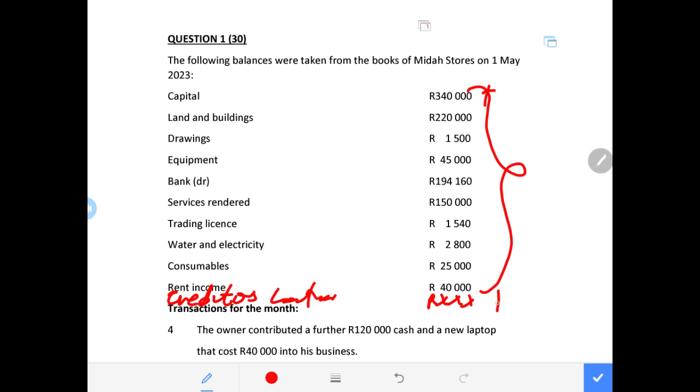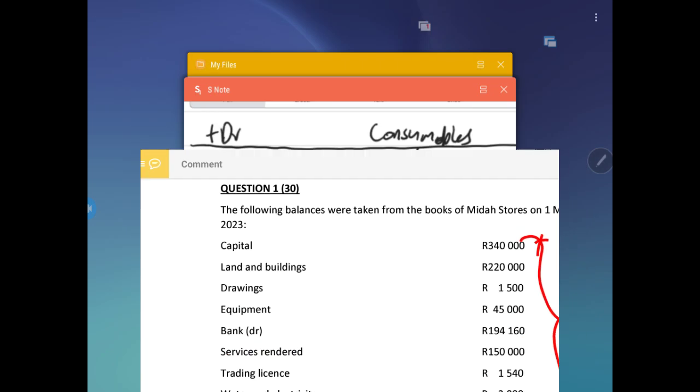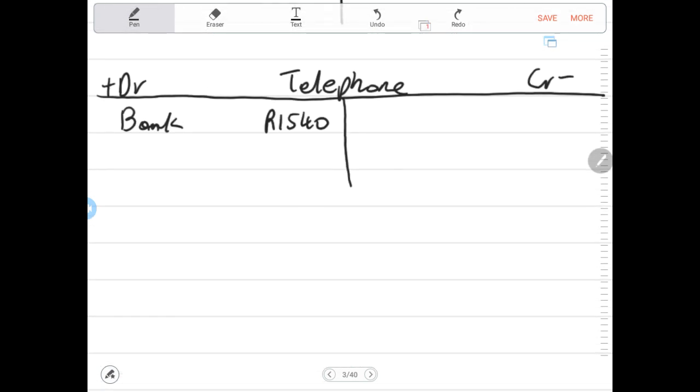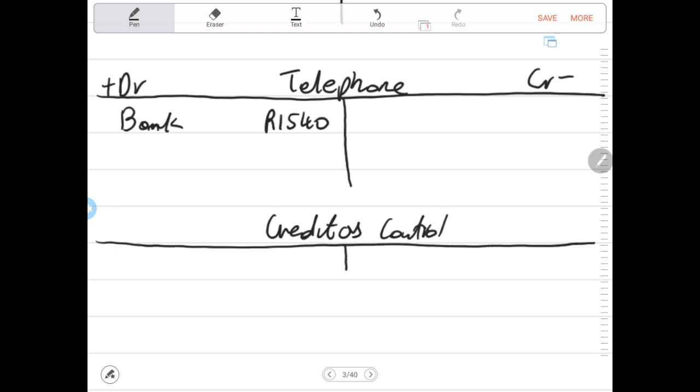Remember, creditors control increases on the credit side because it's a liability. We did not have the opening balance, so we need to open the ledger account called creditors control, because it's the first time we are experiencing a transaction that has creditors control. Creditors control are liabilities. People we are owing money increase on the credit side. Because we bought more on credit, the people we owe will increase on the credit side.